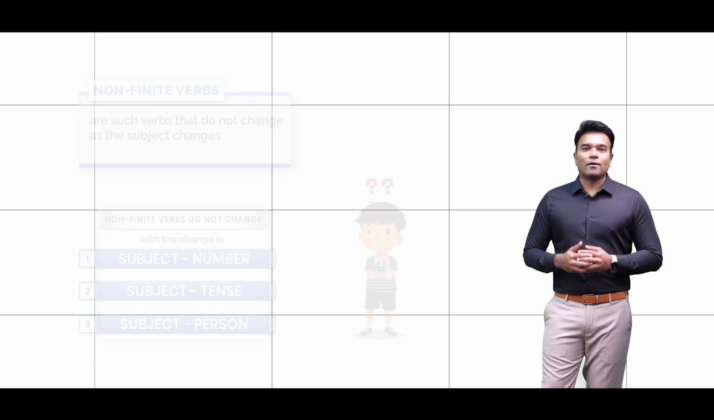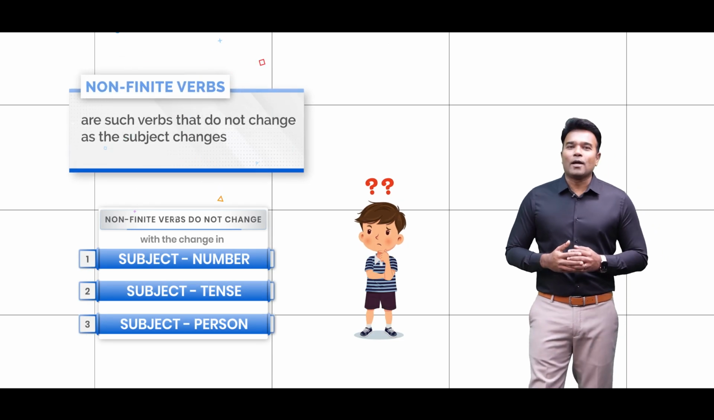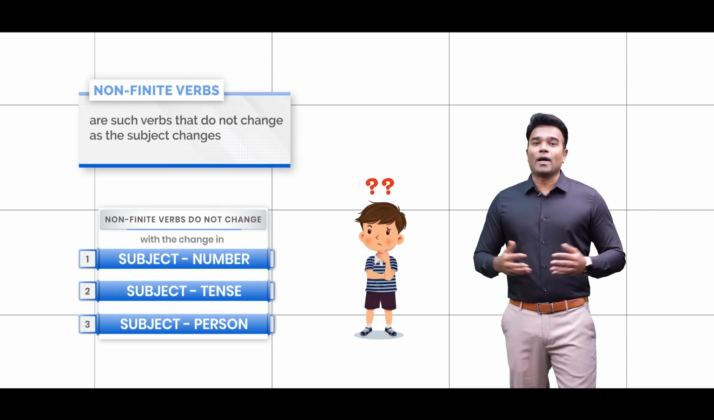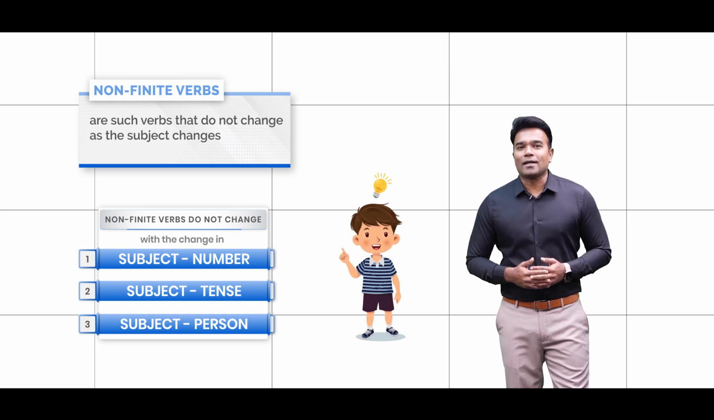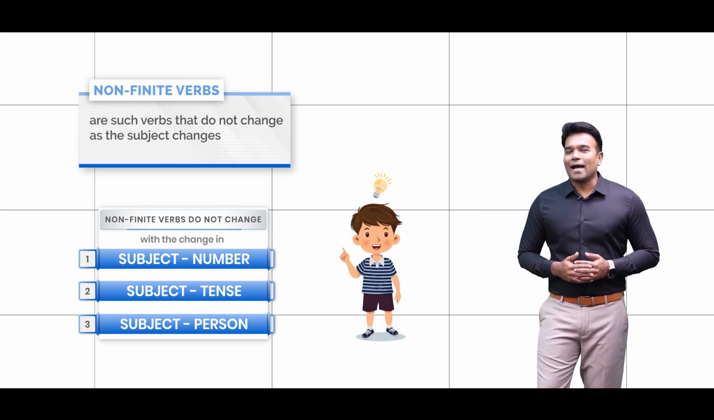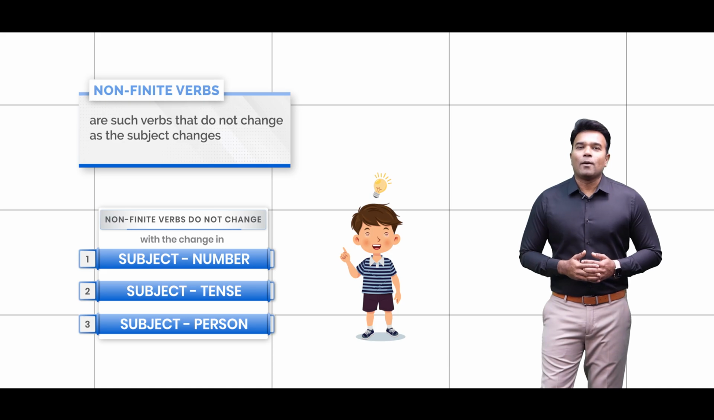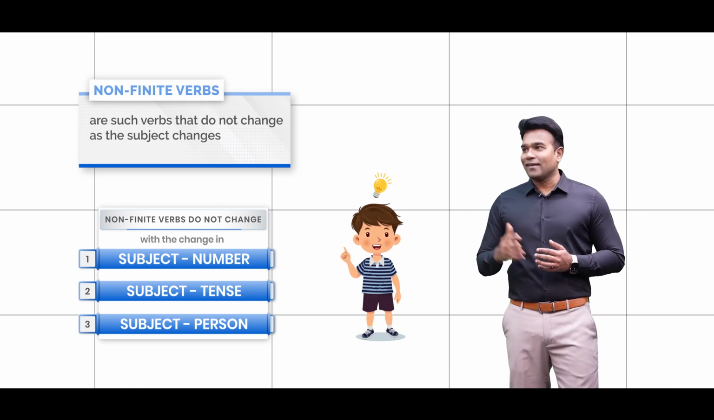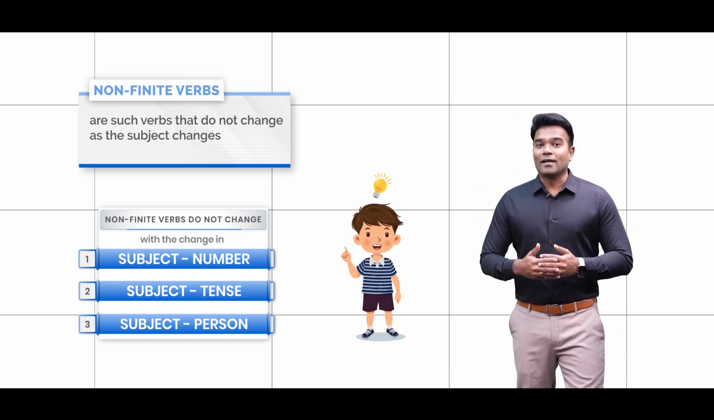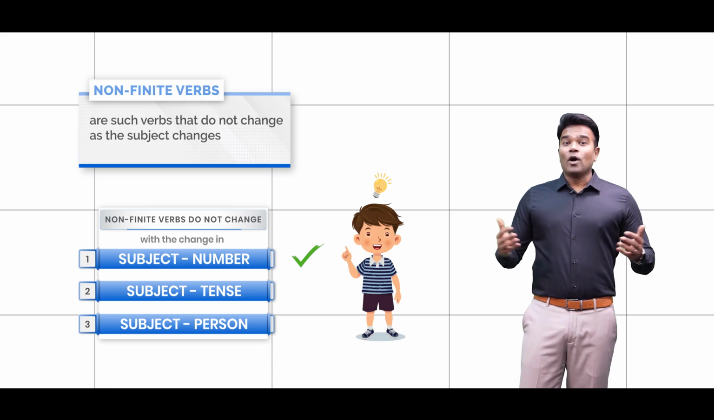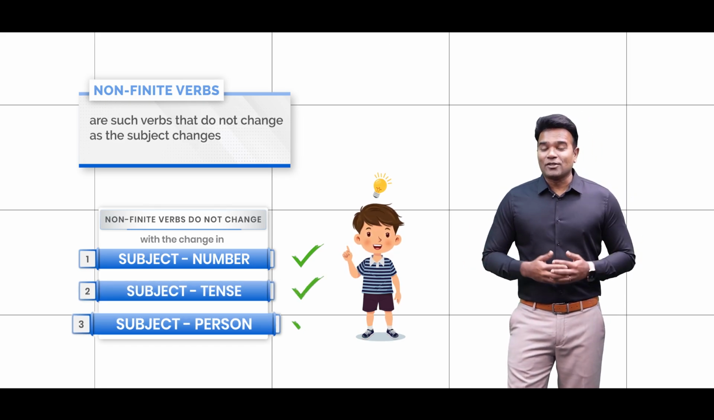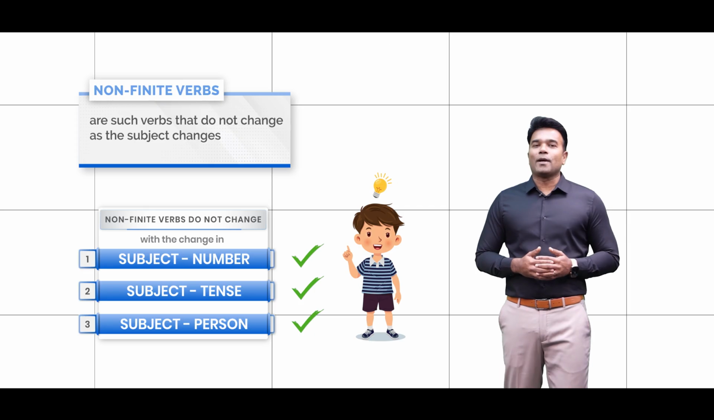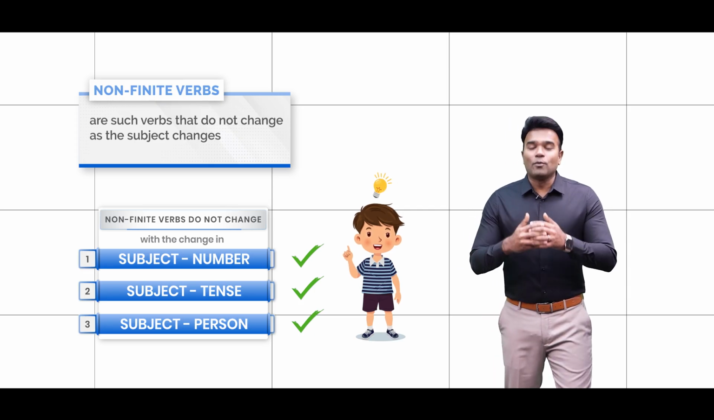So now if you would look back at the definition of the non-finite verbs, I am sure that you understand that non-finite verbs happen to be such verbs that are not attached to the subject. What I mean to say is that they do not change when the subject number changes, or the tense of the sentence changes, or the subject person changes. It is such verbs that we refer to as the non-finite verbs.